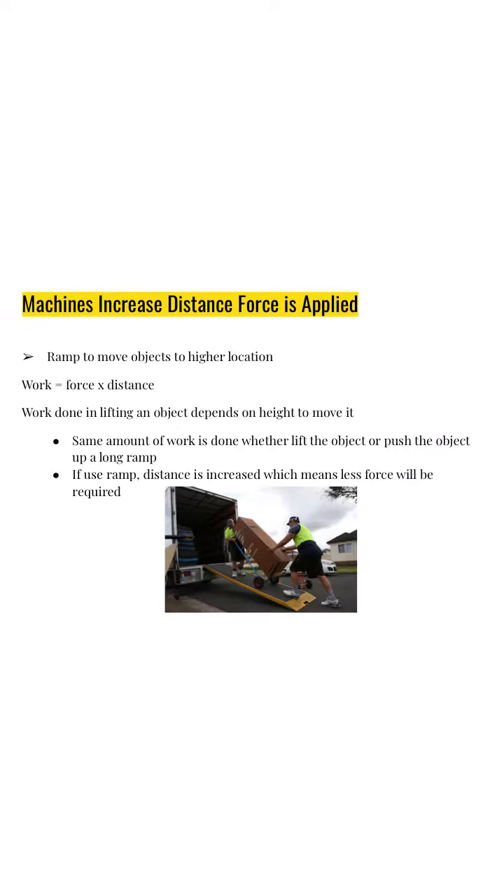Another way that machines can change the force is they can increase the distance that the force is applied. When they do that, the force that you feel you have to apply seems less than what it would be over a short amount of distance. For instance, a ramp is a type of machine. It makes doing work easier. If you look at this picture, the two guys are trying to get that box up into the truck.